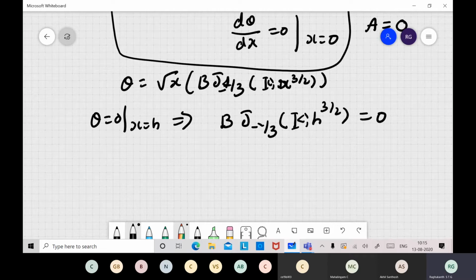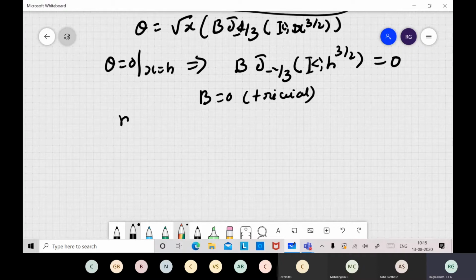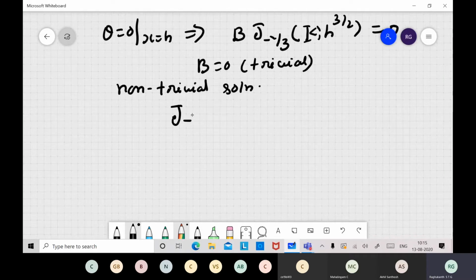Okay, so for trivial solutions, say b is equal to 0, it is a trivial case. If a and b both are 0, then it is a trivial solution. Now for non-trivial solutions, your Bessel function has to be equal to 0. So this kappa h to the power of 3 by 2 has to be equated to 0.